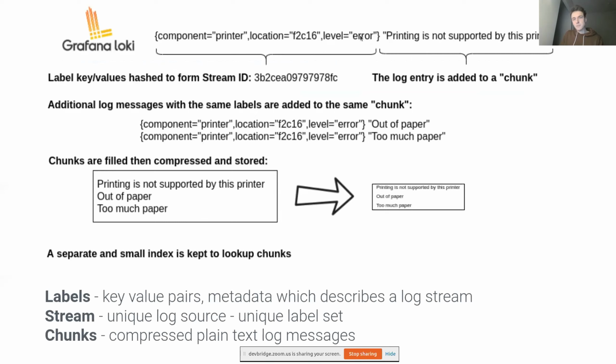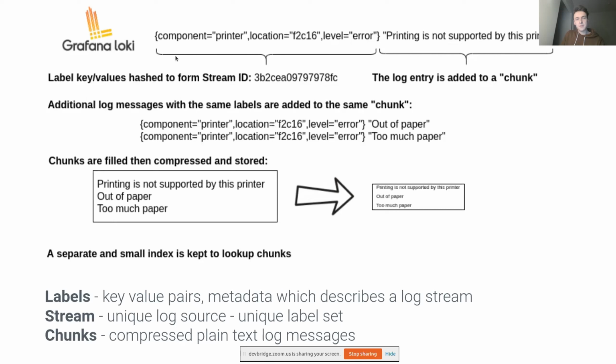If the level would be different, for example, info, this would describe another stream. You can see that the labels on the left side are indexed, but the text of the log message itself is not.